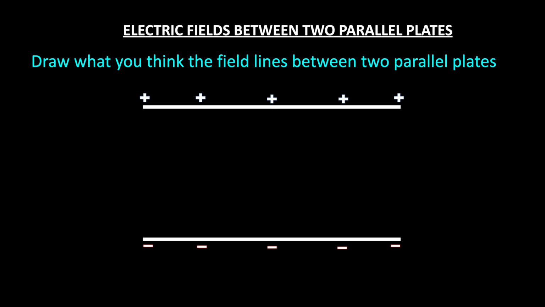So in this case, the lines will move directly from the positive to the negative, just like we saw with the point charge example.